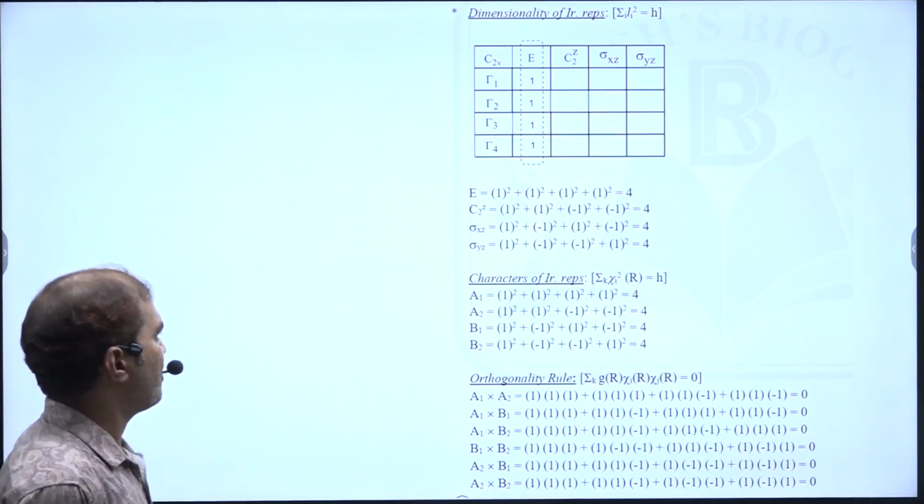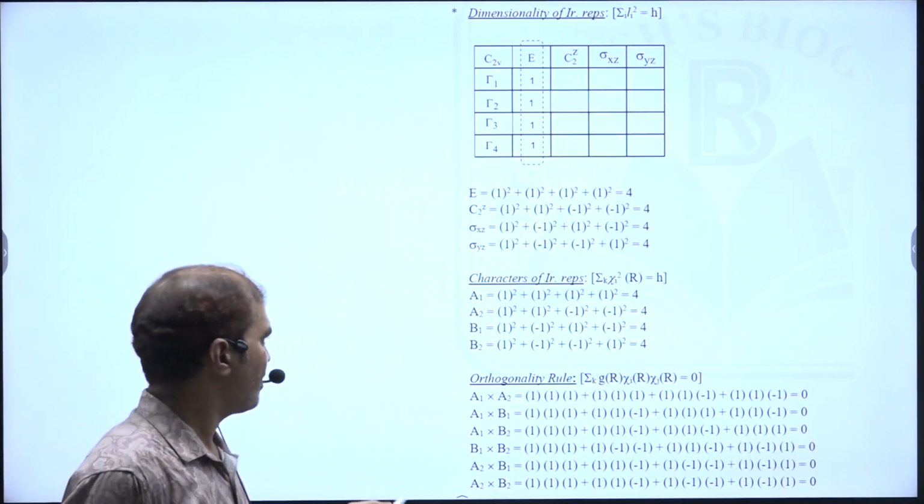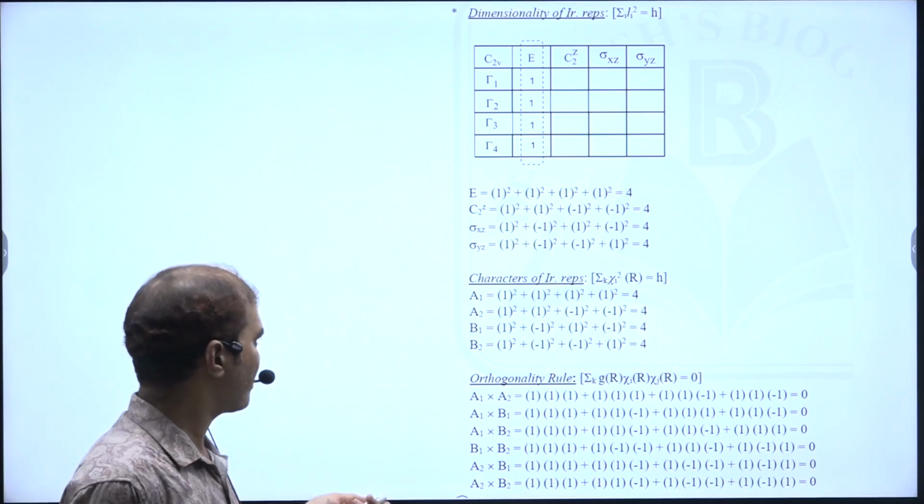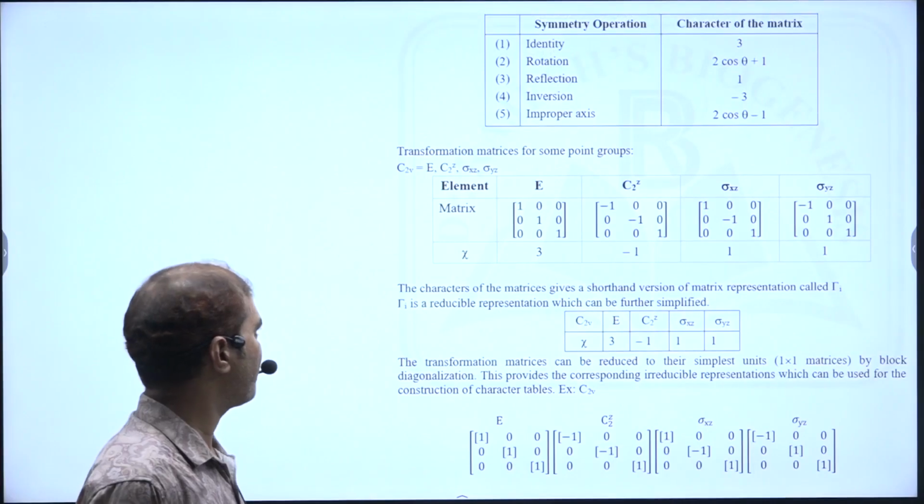The 4 important rules: dimensionality, characters, orthogonality, all those rules have been given with respect to some point group, so that you will know how to work out on your own whenever a point group is given to you.